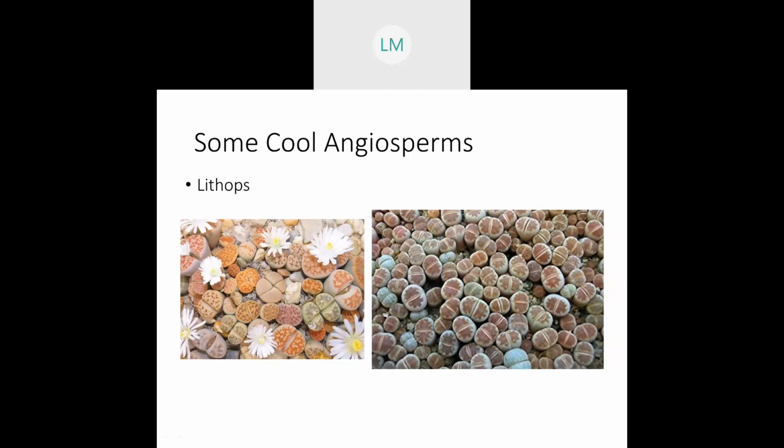Some other angiosperms that we have, so all cactuses and succulents, those are all angiosperms. This is one of my favorite succulents. It's called the Lithops. It looks like rocks. So these are the plants right here that look like little rocks, and then these are the flowers that they produce. So I just think they're cool because they look like rocks. But there are lots of really cool succulents out there. This is just one of my favorites.